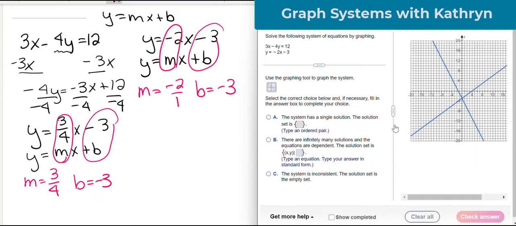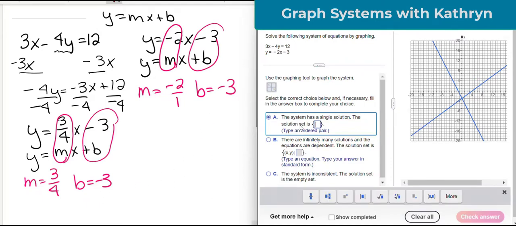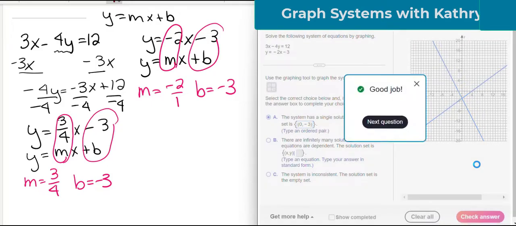Now they're asking, what is our solution? Well, since they intersect, we're going to have one solution. And hopefully you notice that the y-intercepts are exactly the same. So that is our solution set. So I'm going to make a parentheses, 0, comma, -3, because it's 0 on the x, -3 on the y. Notice I put parentheses in there, super important. And then we're going to check. Yay, good job.